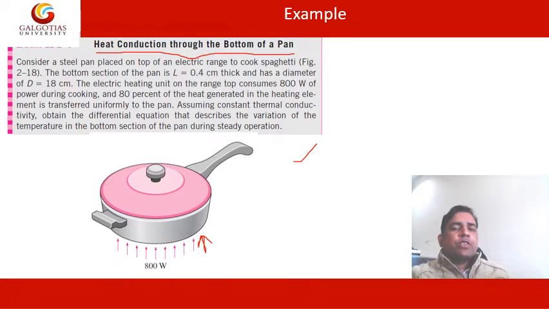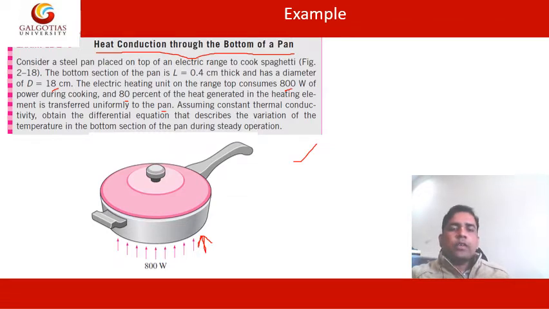The bottom section of the pan is L equal to 0.4 centimeter thick and has a diameter of 18 centimeter. The electric heating unit on the range consumes 800 watt power during cooking, and 80% of the heat generated in the heating element is transferred uniformly to the pan. So whatever heat is generated out of 800 watt, 80% is uniformly transferred to the pan.